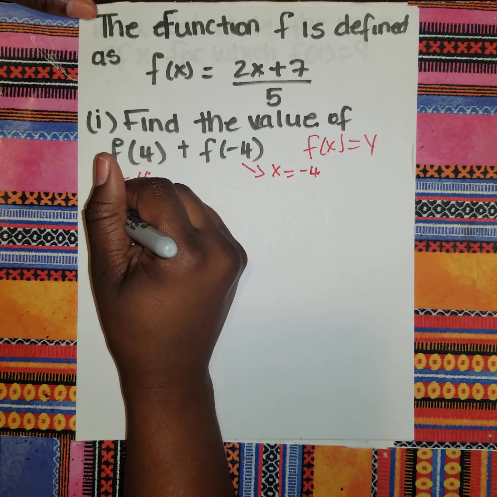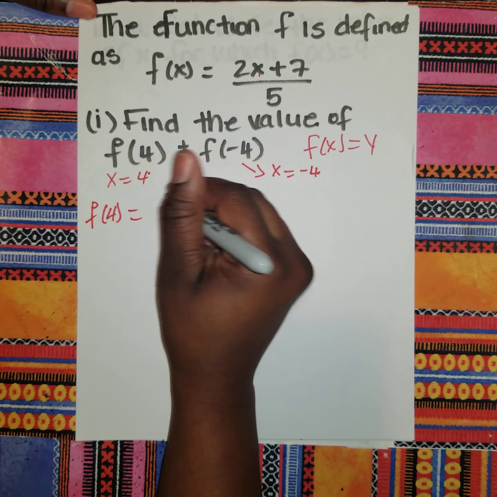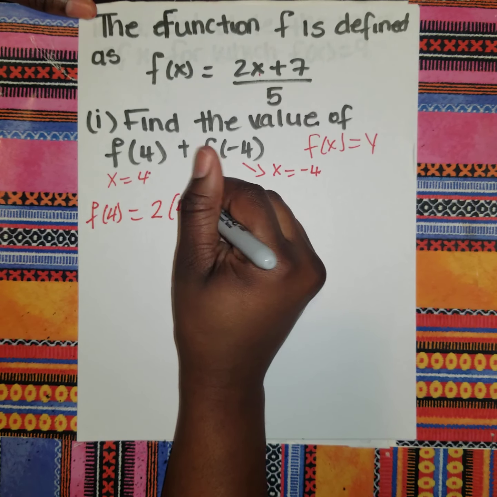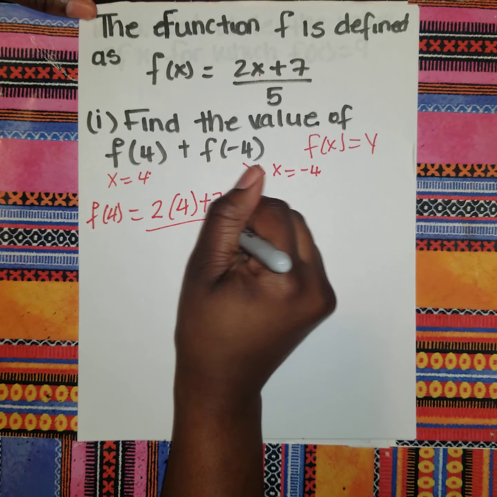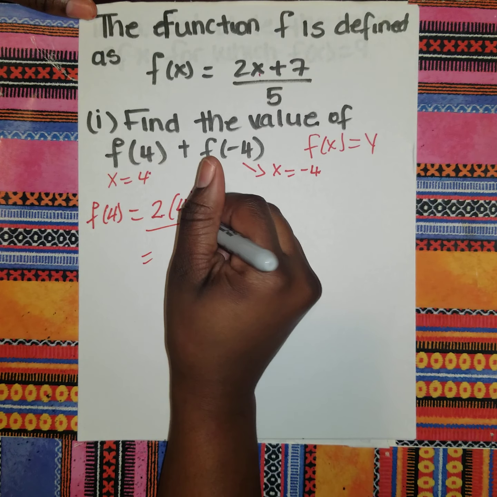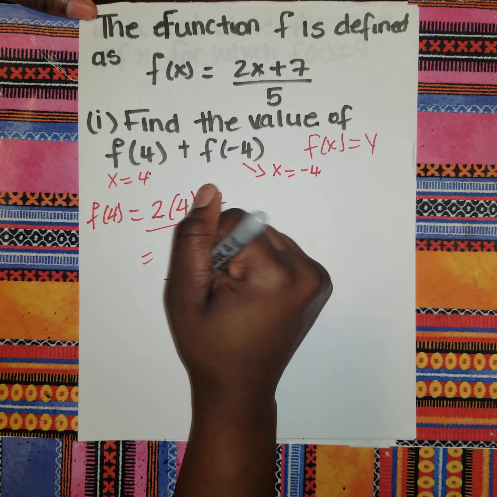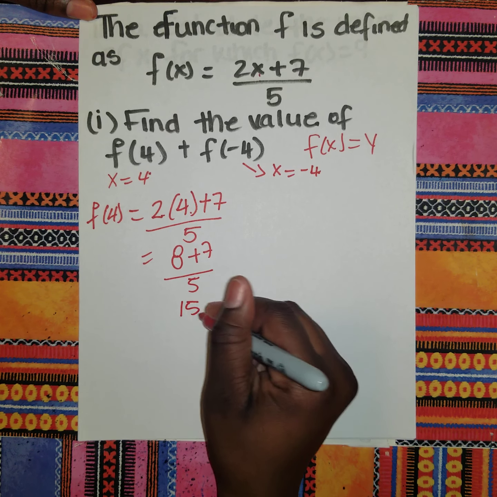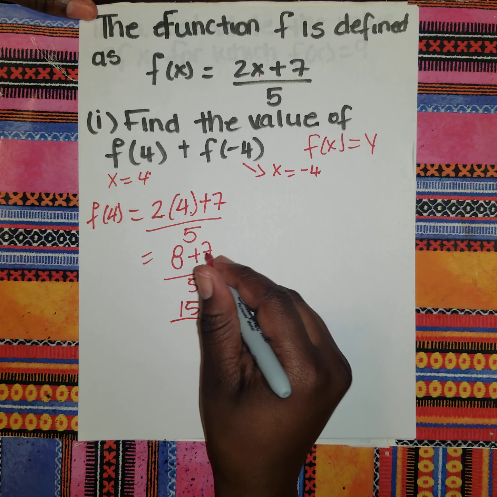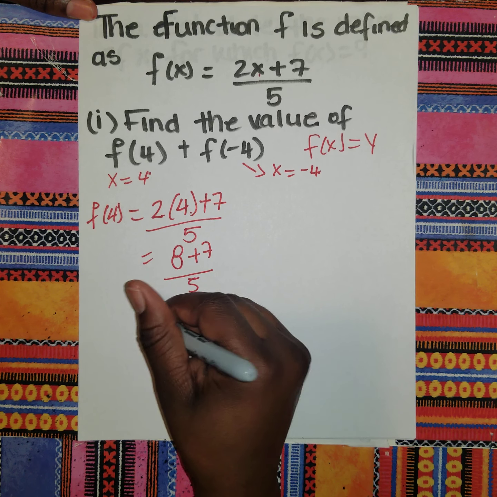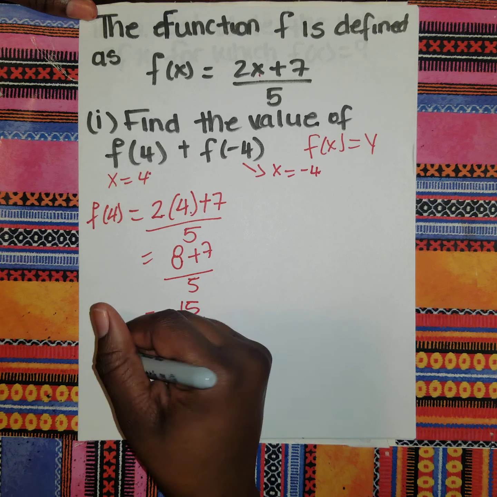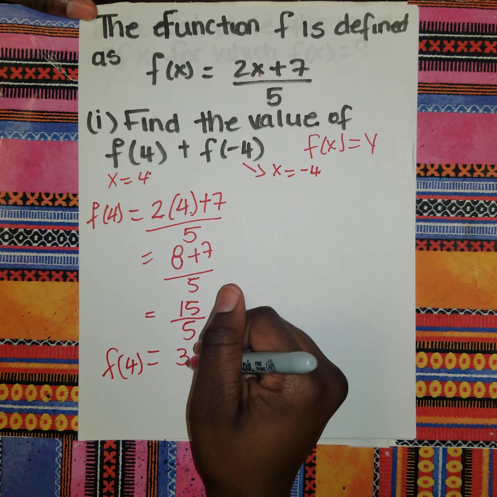So f of 4 is equal to (2 times 4 plus 7) divided by 5. 2 times 4 is 8. 8 plus 7 is 15. 15 over 5 is equal to 3. So f of 4 is equal to 3.